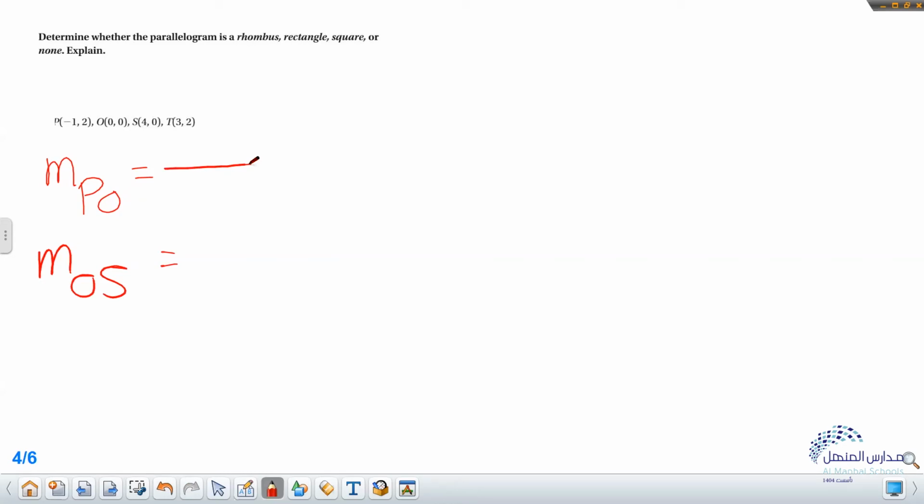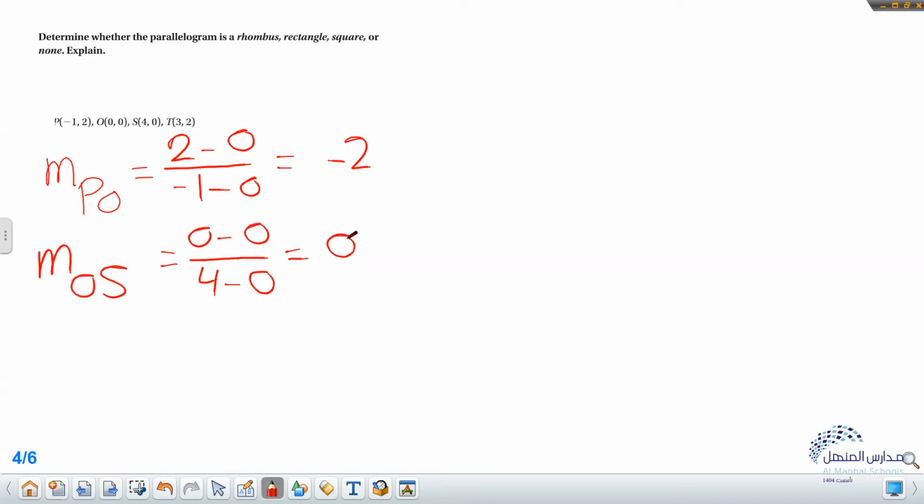So the slope of PO is 2 minus 0 over negative 1 minus 0. It will be negative 2. But the slope of OS is 0 minus 0 over 4 minus 0. It will be 0. Is the product of their slopes equal to negative 1? Negative 2 times 0 equals negative 1? No, it's impossible. So you have no right angle.